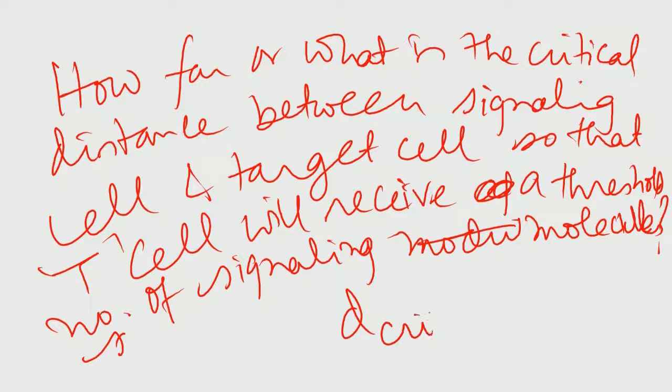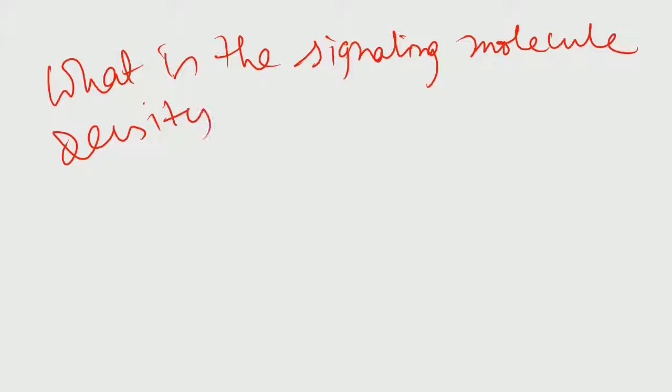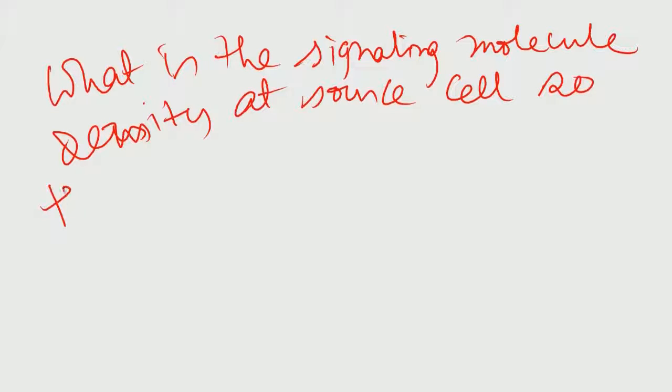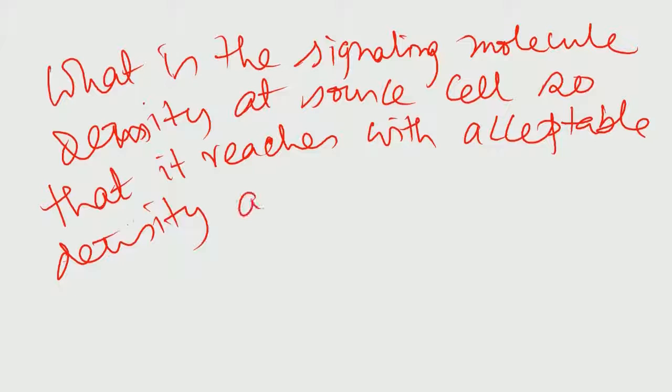So, this is the D critical which we are considering here. Another important question that we have to address is, what is the signaling molecule density at the source cell so that it reaches the target cell with acceptable density.